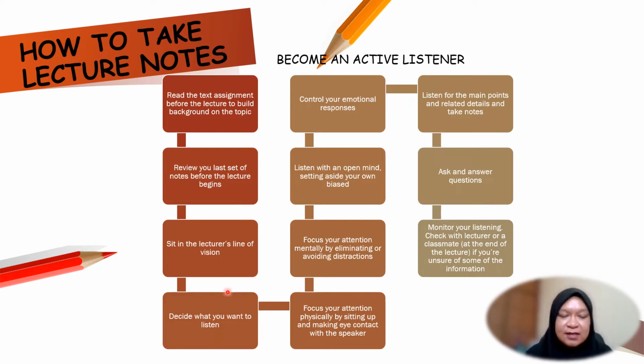Sit in the lecturer's line of vision so that the lecturer can see you. It will be easier for you to ask questions if you don't understand. Decide what you want to listen to, and listen properly. Focus your attention physically by sitting up and making eye contact with the speaker. That way, if you are lost or don't understand, the lecturer can identify that and ask you, or you can ask the lecturer a question.